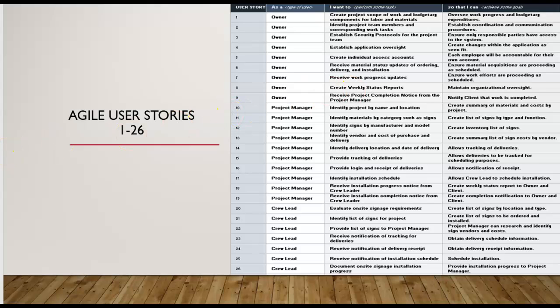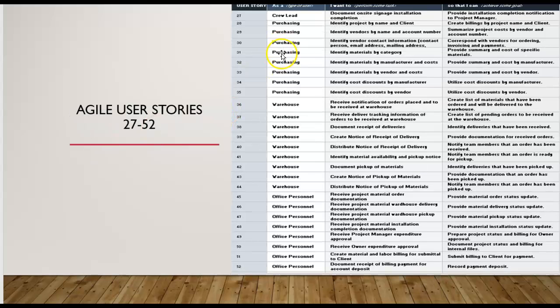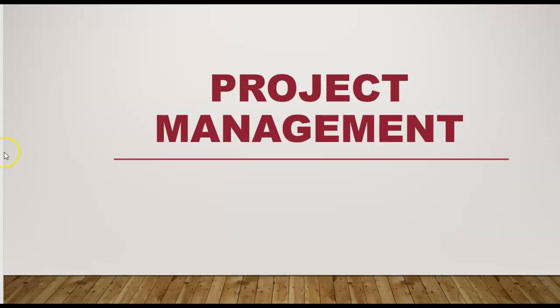Moving on to the next set, that was 1 through 26. Here we list the crew lead, the purchasing department, the warehousing department, the office personnel. Now this portion is critical to establishing what the application can do and what we want to create. Now let's move on to the project management section.